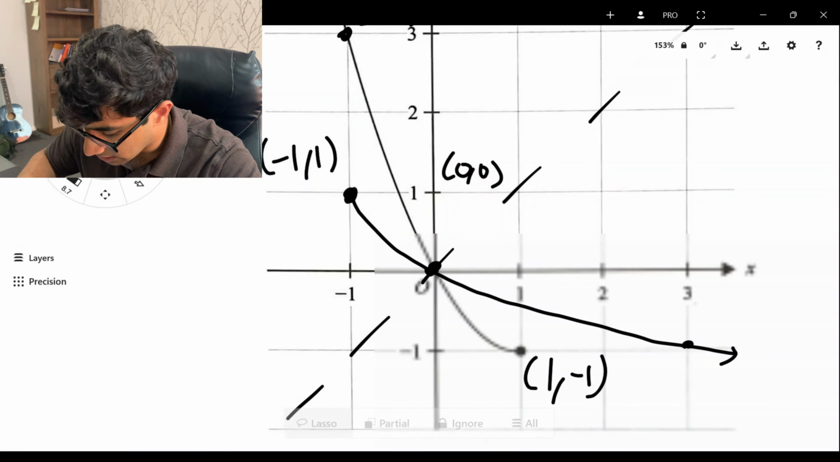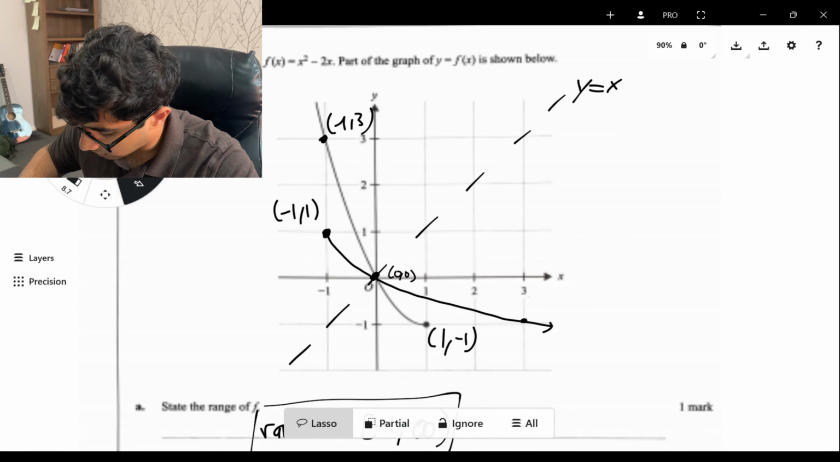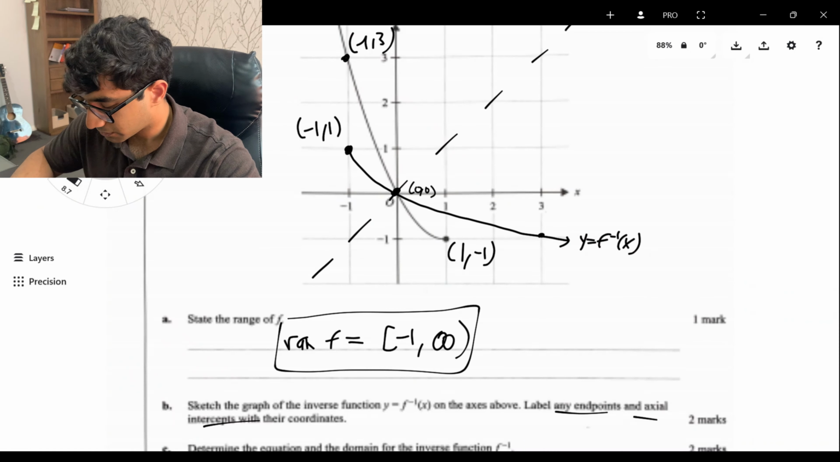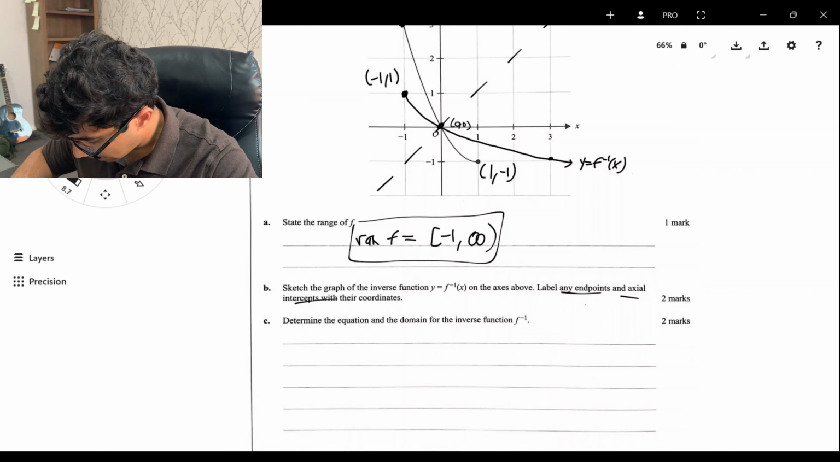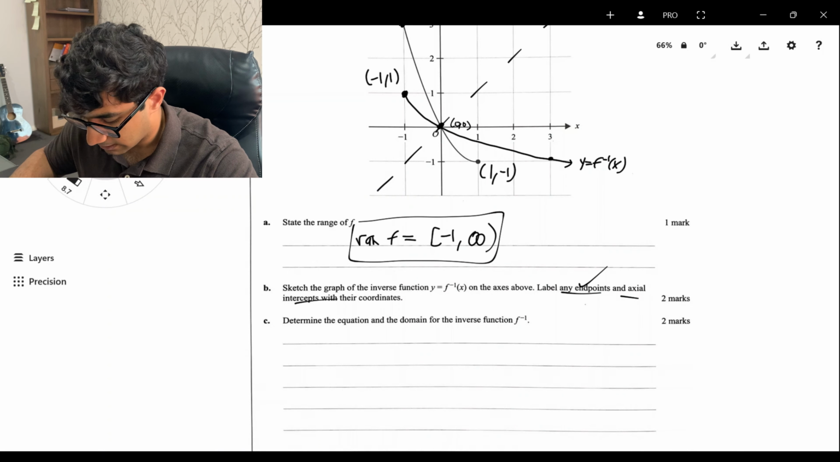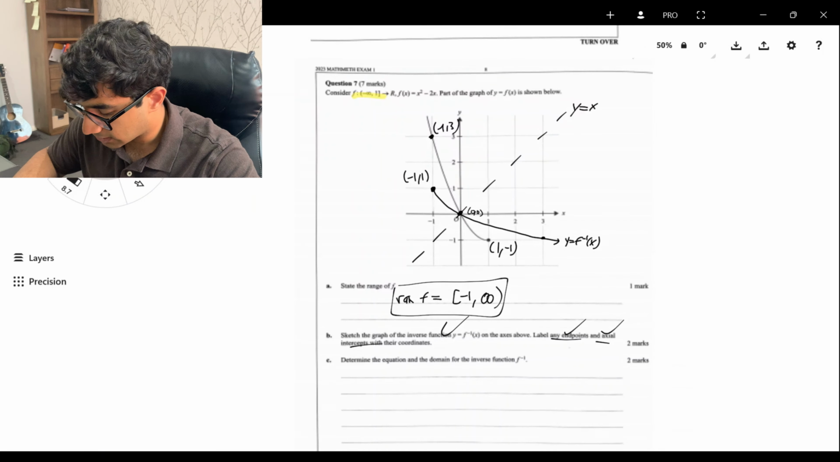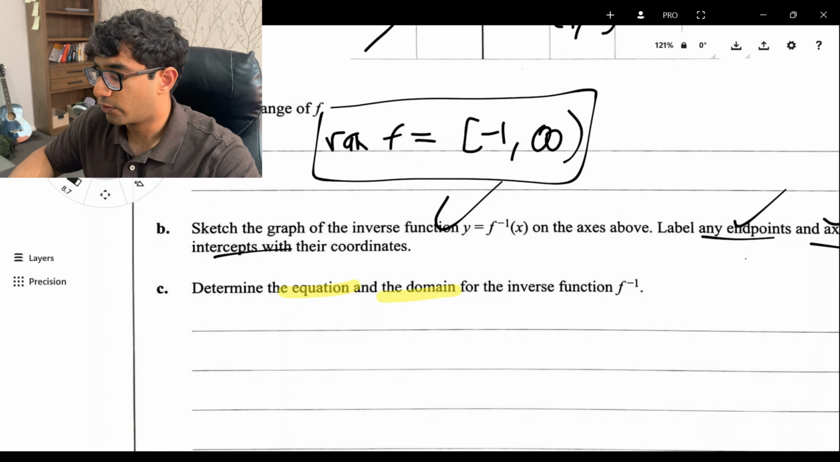I've labeled the endpoint of (-1, 1). There's my axis intercept of (0, 0). I'll just label it as y equals f inverse of x as well for simplicity, okay? And that's looking fine to me, okay? So I labeled endpoints and I labeled the axis intercepts with the coordinates, and I sketched the graph in general. So that's good.